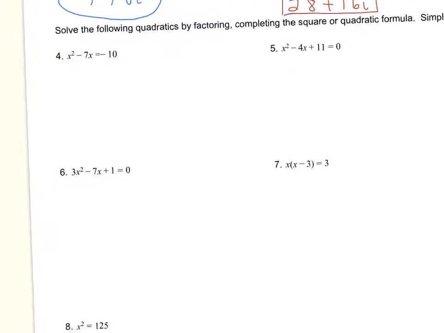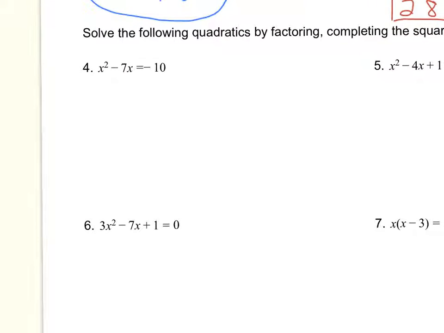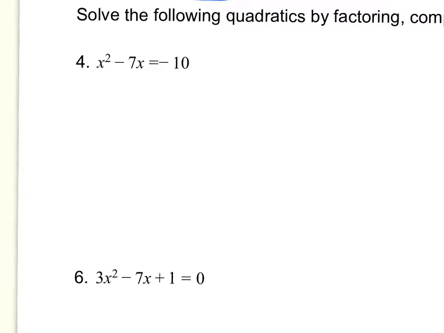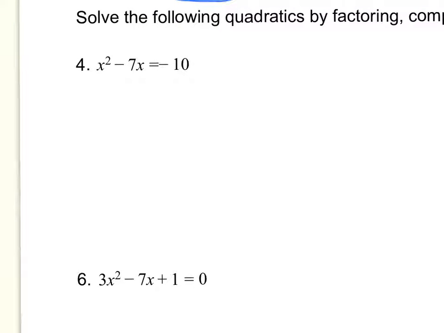So the next series of problems really is a bunch of solving quadratics by factoring, by completing the square, or by quadratic formula. Most people, I think, would default to doing the quadratic formula, but really any method is okay. I will do one by factoring, I will do one by completing the square, and then I'll do the rest by quadratic formula.